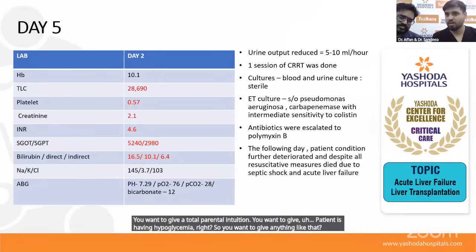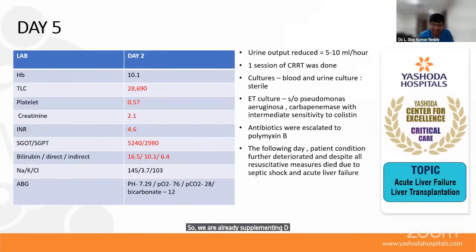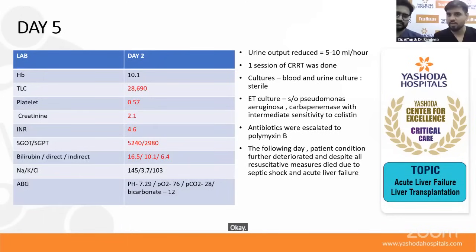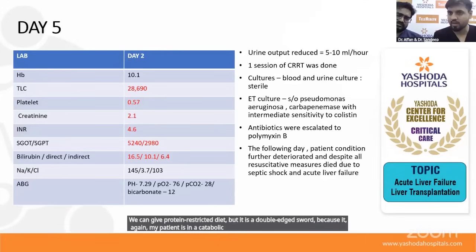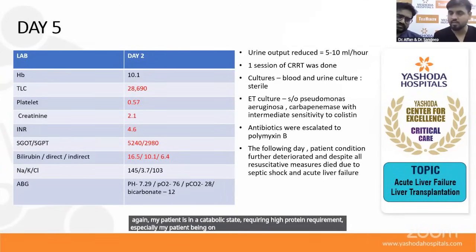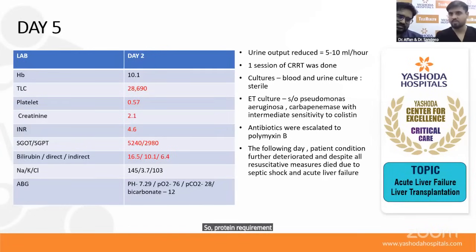Sir, we are already supplementing D50. Okay. And in my patient, given that we are dealing with hyperammonemia, we can give a protein restricted diet, but it is a double-edged sword because my patient is in a catabolic state requiring high protein, especially being on CRRT, where his requirement will go up to 1.8 to 2.2 grams per day. So protein requirement will be a matter of 1 gram per kg.